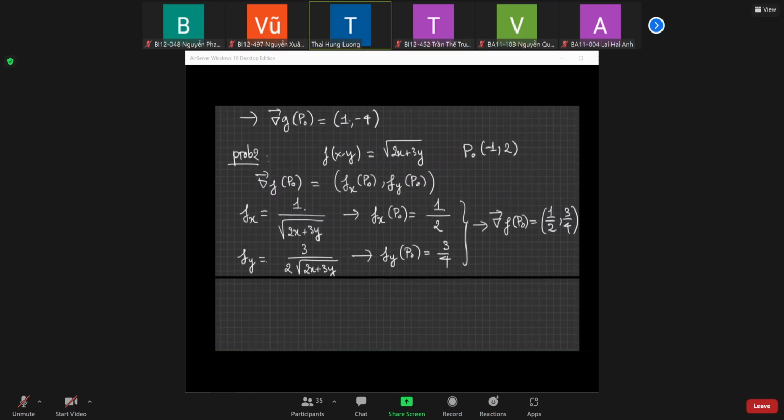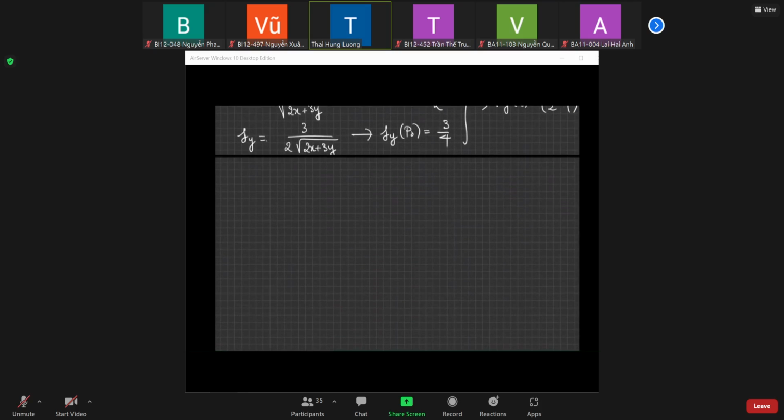So you see, it's not difficult to remember the formula of the gradient vector. Those are the examples for a two variable function. You can do the same for functions of more than two variables. That is problems 3 and 4, but we will skip them.